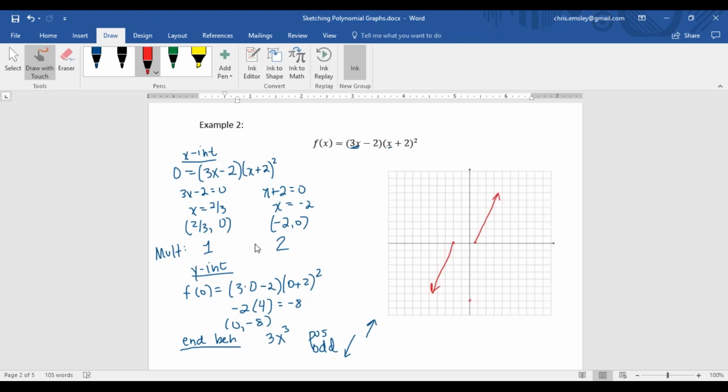And then multiplicity of 1, when we have a multiplicity of 1, it's going to cross the axis. So here at 2/3, it's going to cross. A multiplicity that's even is just going to be a touch. So here at -2, it's going to touch the axis and bounce back down. And in between here, it's got to go down and hit that y-intercept. Okay, so again, not the prettiest graph, but it gives us an idea. This graph goes up, hits the axis, bounces back down, and then comes up and hits at 2/3 and continues on up.